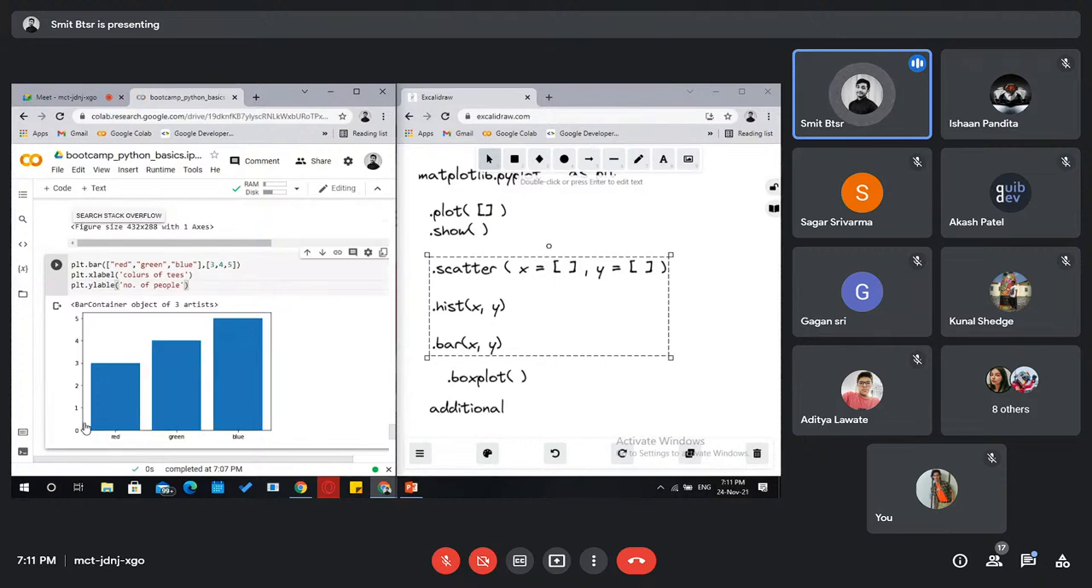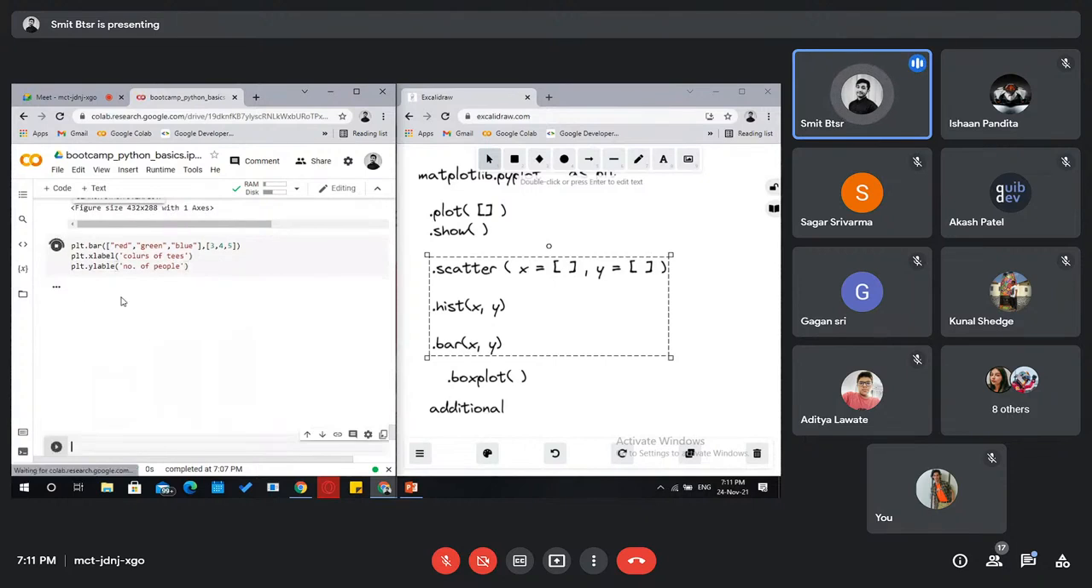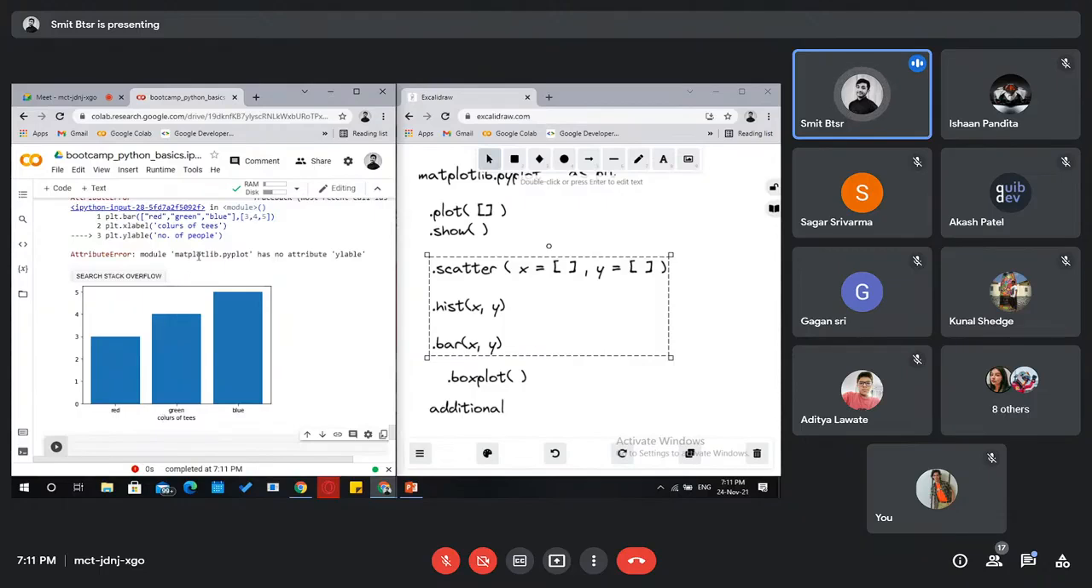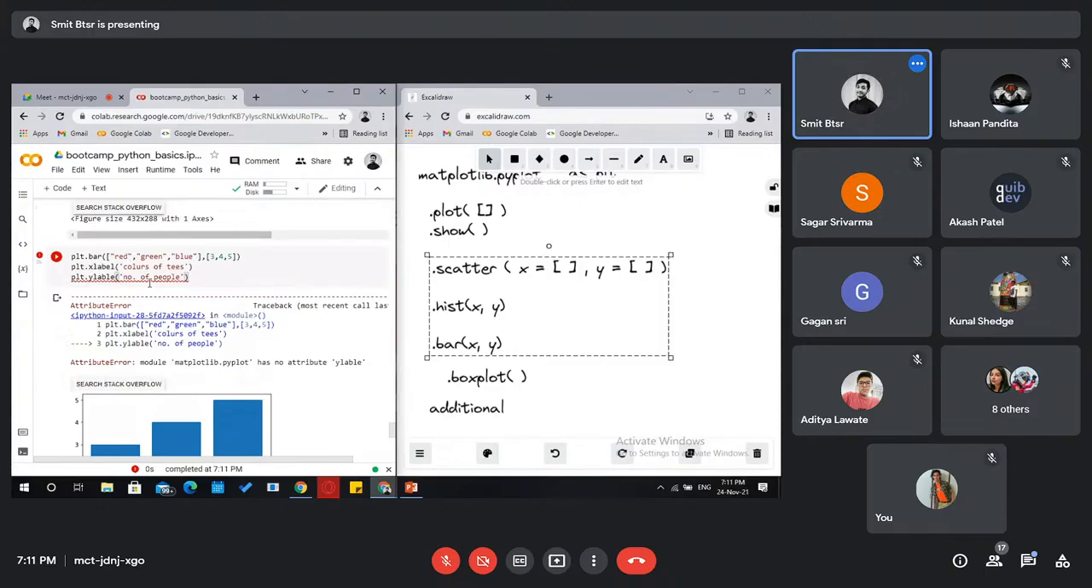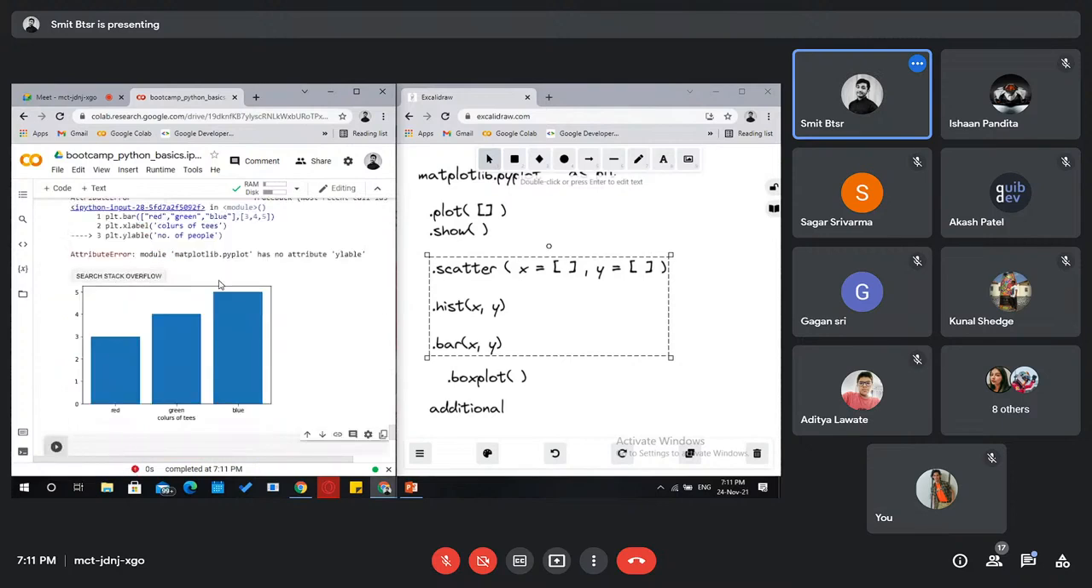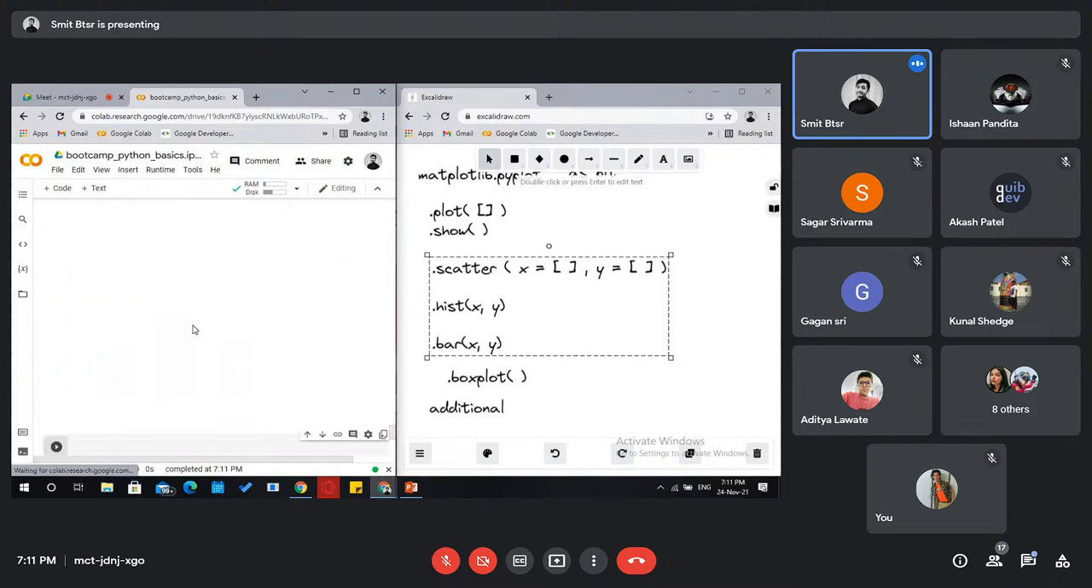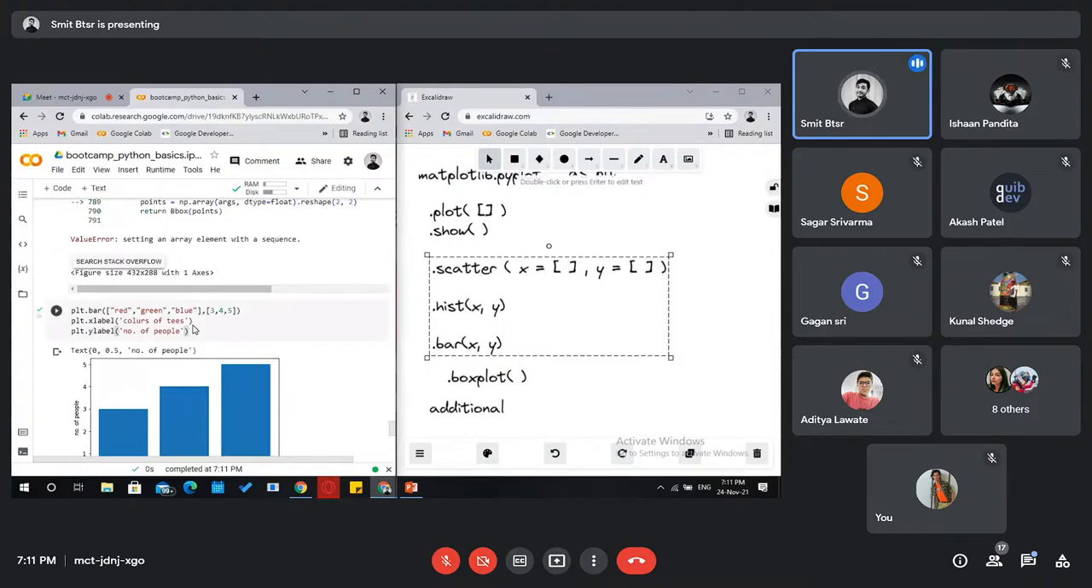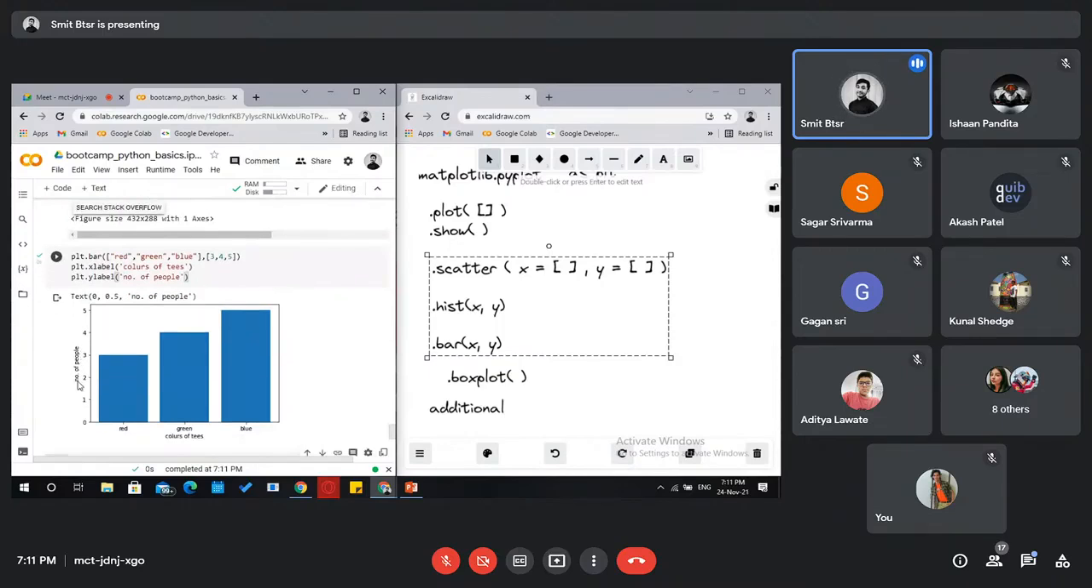We can get the labels as well. We can also label the graph. What is this? My file has not required label. Okay, I made a spelling mistake. I'm sorry. So here you can see we can mention this label, number of people, color of tees.